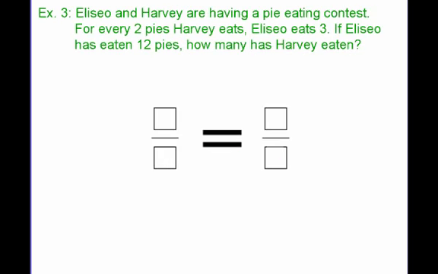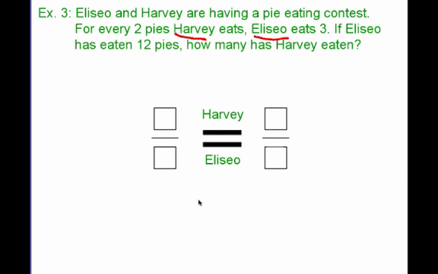Our third and final example says Alicio and Harvey are having a pie eating contest. For every 2 pies Harvey eats, Alicio eats 3. If Alicio has eaten 12 pies, how many has Harvey eaten? If we look at this, what are our units? Our units aren't just going to be pie, because they're both eating pies. Our units are actually Harvey and Alicio: however many pies Harvey eats, however many pies Alicio eats. So our units are going to be Harvey and Alicio.